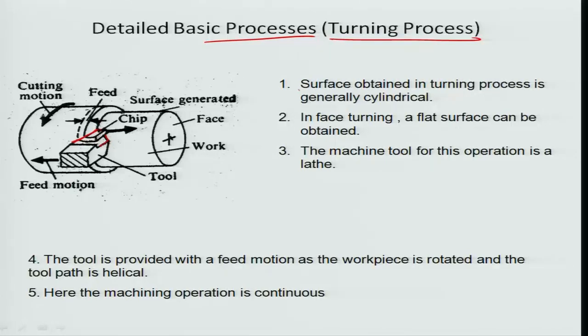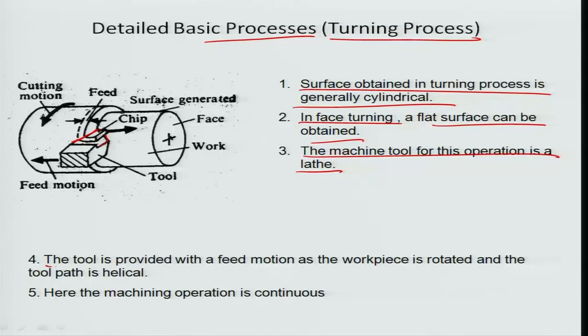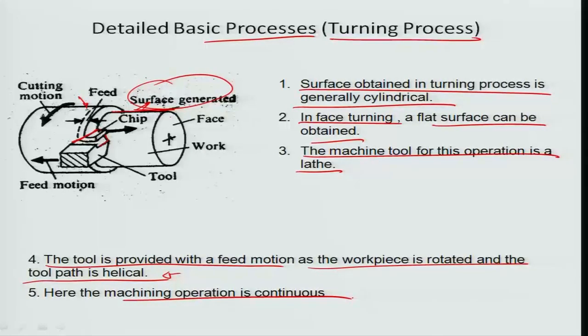The surface obtained in the turning process is generally cylindrical. In face turning, a flat surface can be obtained. The machine tool for this operation is a lathe, and the tool is provided with a feed motion as the workpiece is rotated, and the tool path is a sort of helical path that it follows for removing this material. Here you can see this is the surface which is generated because of the cutting motion, and this was the surface before, which is being cut to generate this new surface. So, here the machining operation is a continuous machining operation.